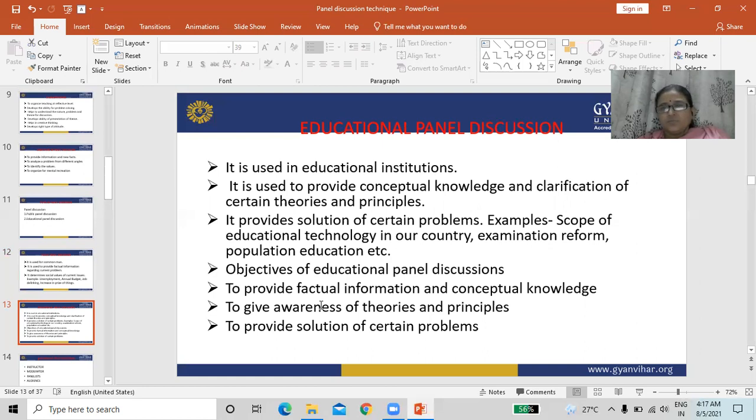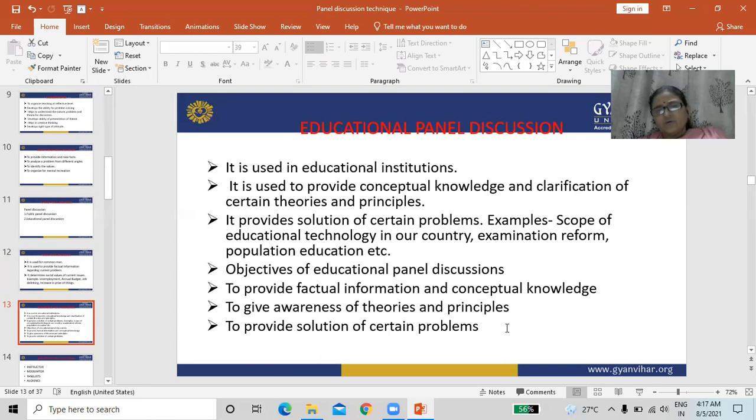Or a new problem is how to control this pandemic situation, what is the impact on education. So these are the new current topics.